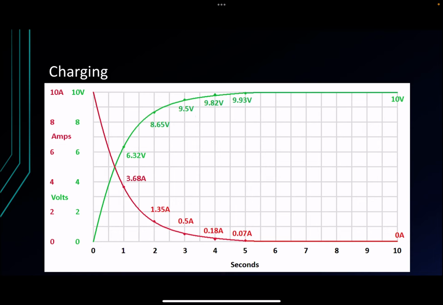So this is our charging, our volts versus our amps. The lab that I'm going to demonstrate and then you guys are going to do is we're going to actually look at some of these graphs in real time. But this is what they look like.